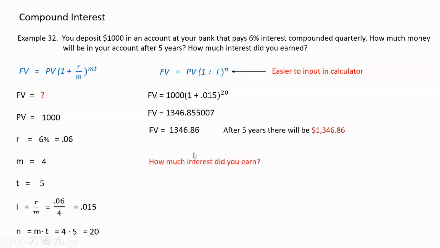How much interest did you earn? So we're going to subtract, right? The future value, which was $1,346.86, minus what you invested, what you deposited, which was 1,000. So the answer will be 346.86. That's how much money you earned in interest.